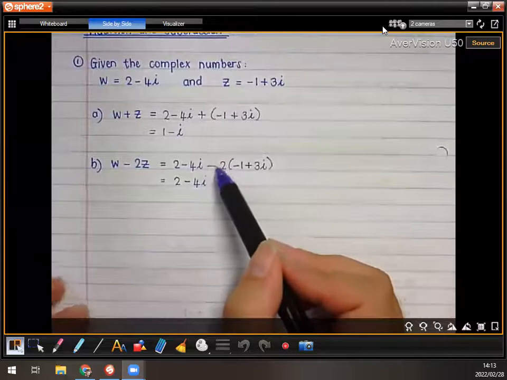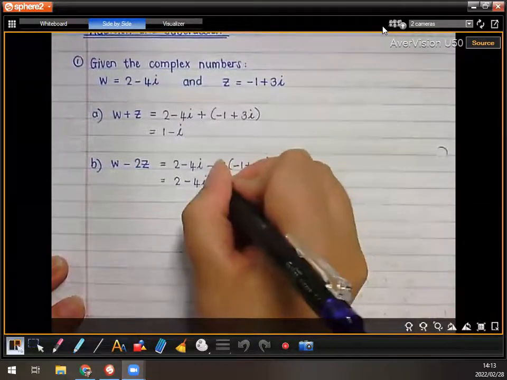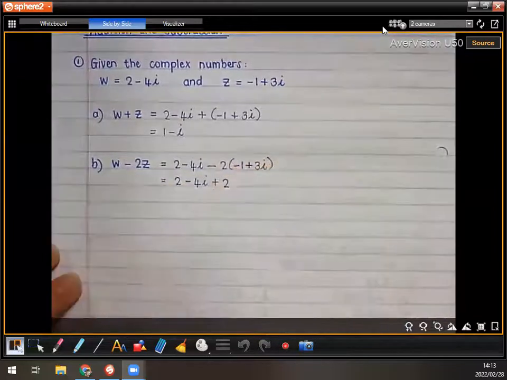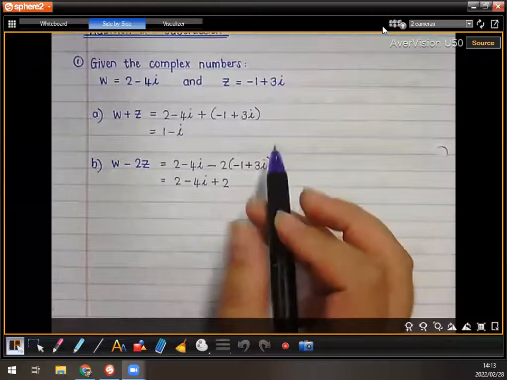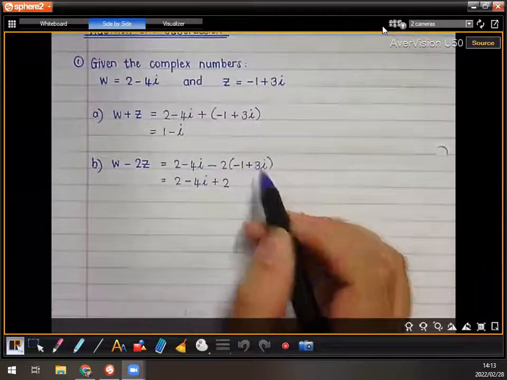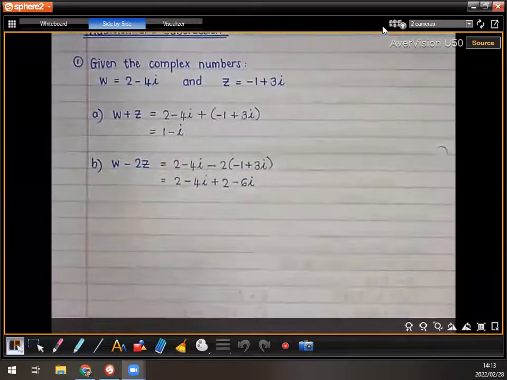All right, now guys, negative 2 times negative 1 is what? Positive 2. Oh, good, sir. Negative 2 times negative 1 is positive 2, right? And now we're going to say negative 2 times positive 3i is minus 6i.